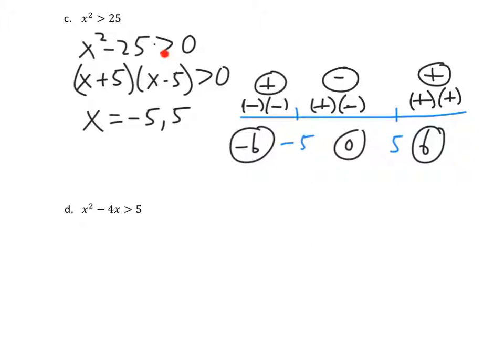And in the original problem, since we have a greater than 0, we're looking for the positive answers. So positive here and there. So the solutions will be on the far left and on the far right, and they will not include the endpoints. So our solution here would be x is less than -5 or x is greater than 5.